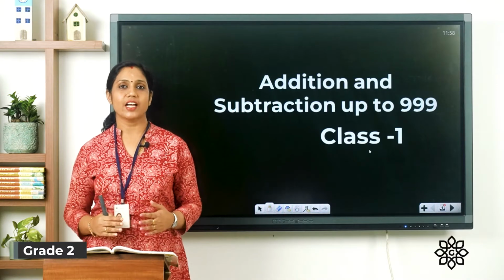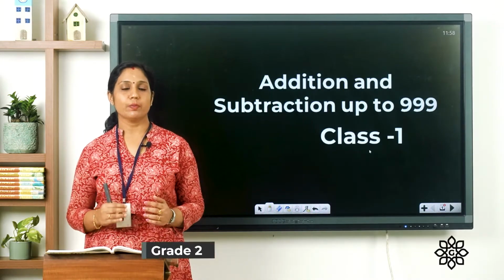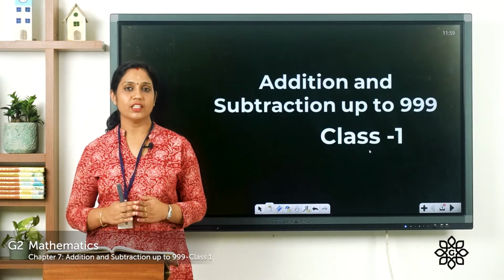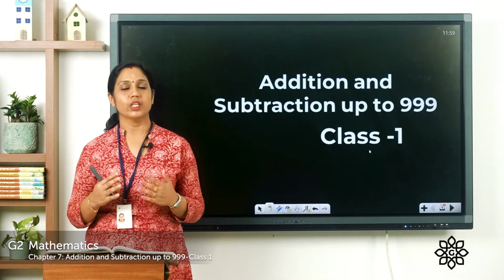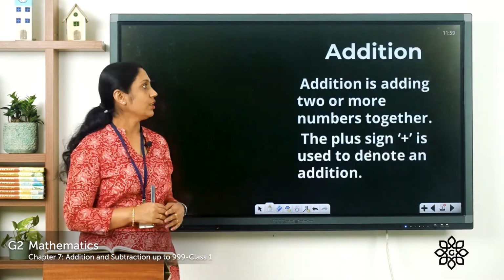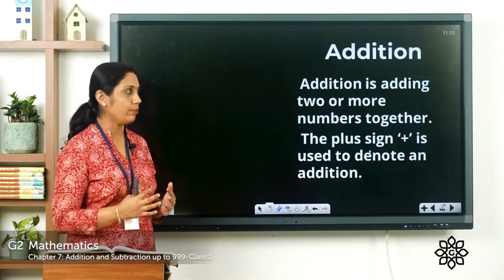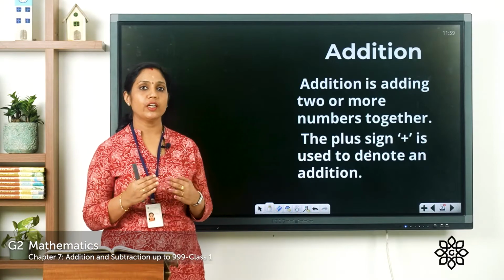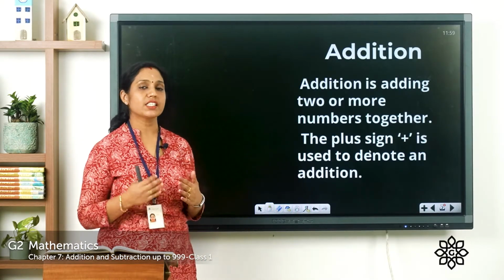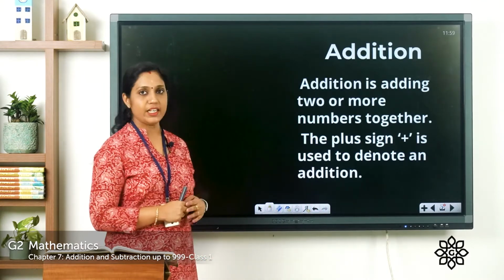Today in Maths, let's start a new chapter, Chapter 7, Addition and Subtraction up to 999. In our previous classes, we have already learned what subtraction and addition are. Now let's get to know more about it. What is addition? Addition is adding two or more numbers together. When you get two or more numbers, what do you do? You add the numbers, right? And what is the symbol for addition? The plus sign is used to denote an addition.